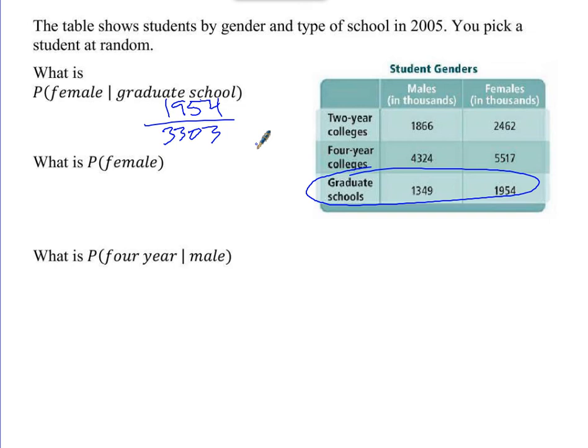All right? You're given that the person went to graduate school, so that means I'm only looking at graduate schools. And now I'm only finding probabilities of people who went to graduate school. I want it to be a female who went to graduate school. That's how you do it. Then you divide that number out and you get a percentage. What do you get? 59.2%.